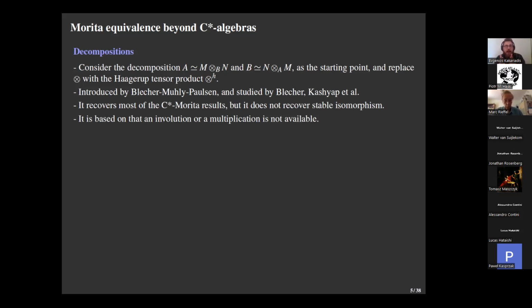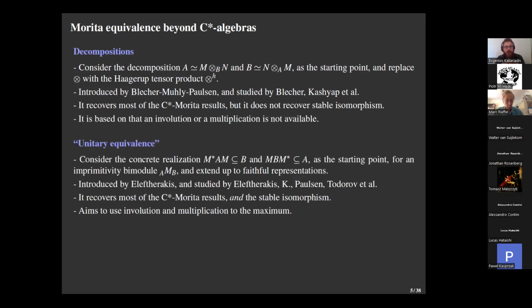The idea behind this is that it's based on the fact that an involution, if you're talking about operator spaces, and a multiplication are not available. So somehow you live inside the category, and you try to make sense of Morita equivalence inside the category of operator algebras by trying to avoid using any type of involution. So that's one pathway. The other pathway is to actually try to use some kind of involution.